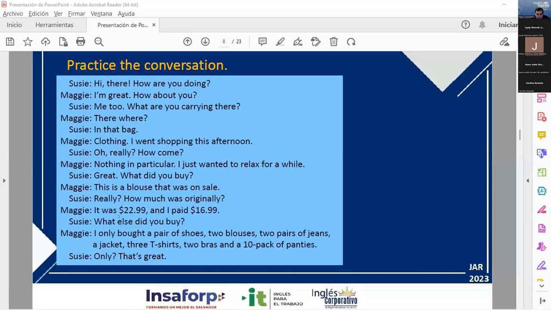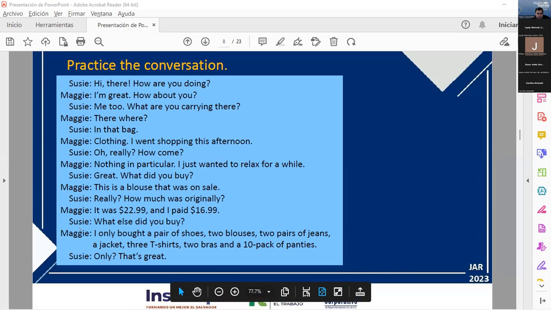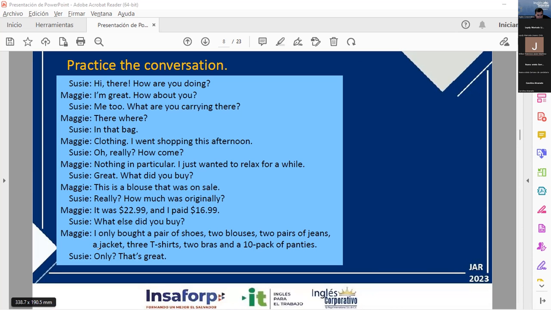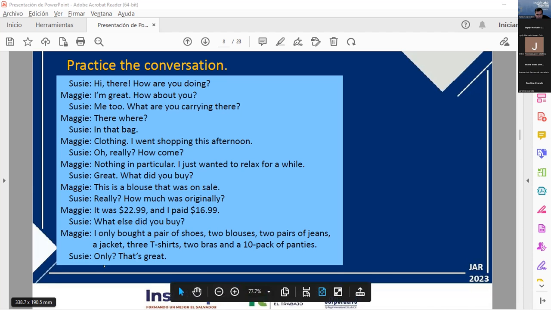It was $22.99 and I paid $16.99. What else did you buy? I only bought a pair of shoes, two blouses, two pairs of jeans, a jacket, three t-shirts, two bras, and a 10 pack of panties. Only? That's great. Okay.